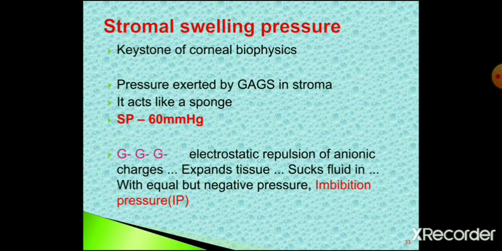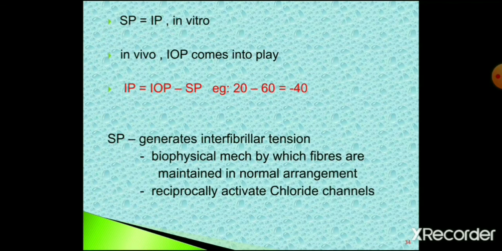Electrostatic repulsion of anionic charges, GAGs, expands the tissue and sucks fluid in, with equal but negative pressure, that is imbibition pressure. So there is stromal pressure and the imbibition pressure. Stromal pressure is equal to imbibition pressure in vitro, but in vivo intraocular pressure comes into play. So imbibition pressure is equal to intraocular pressure minus the stromal pressure, that is 20 minus 60, that is minus 40.